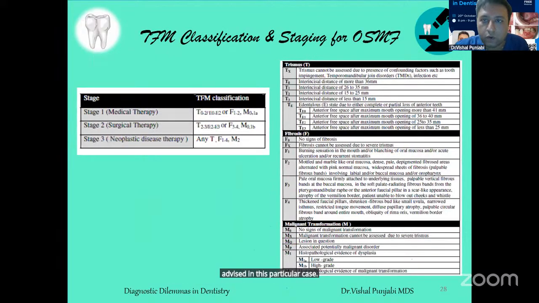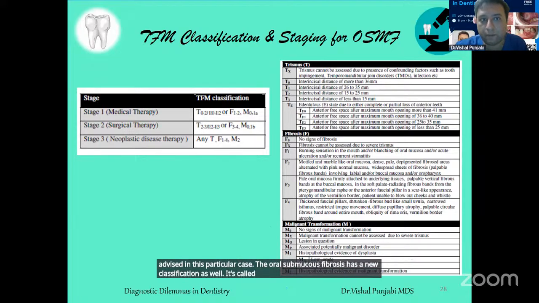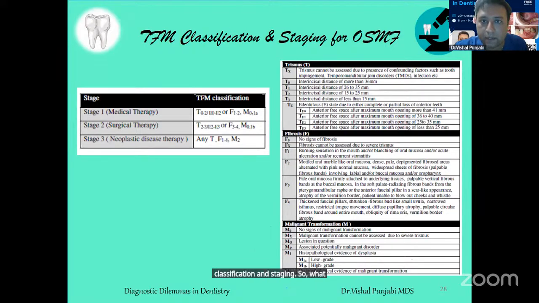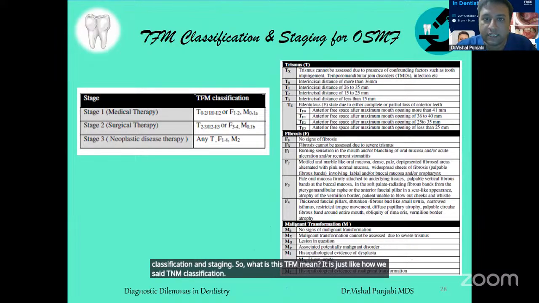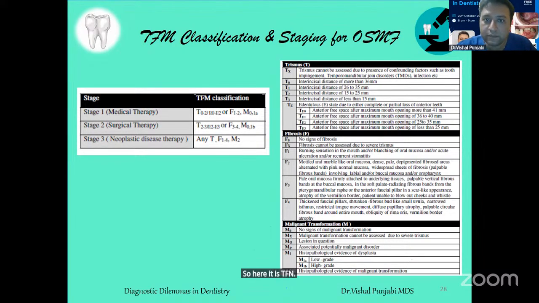The oral submucous fibrosis has a new classification as well. It's called the TFM classification and staging. So what does this TFM mean? It is just like how we say TNM classification. So here it is TFM. T means trismus, F means fibrosis, and M are the chances for or the signs of a malignant transformation.